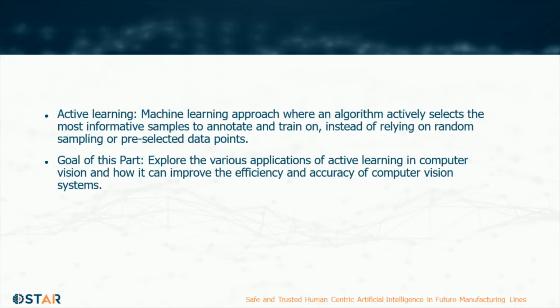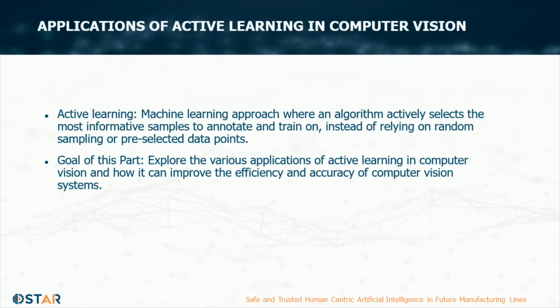Active learning is a powerful technique in the field of computer vision that has gained significant attention in recent years. It refers to a machine learning approach where an algorithm actively selects the most informative samples to annotate and train on, instead of relying on random sampling or pre-selected data points. In this part of the course we explore the various applications of active learning in computer vision and how it can improve the efficiency and accuracy of computer vision systems.